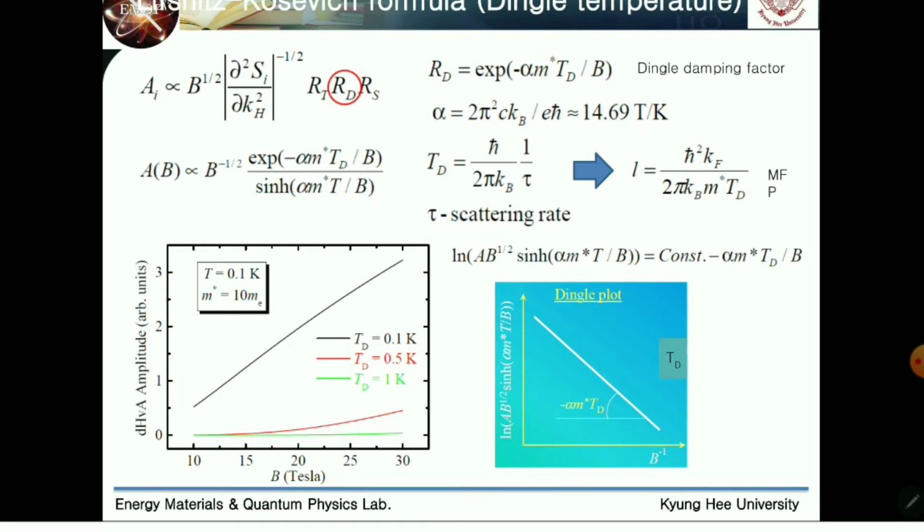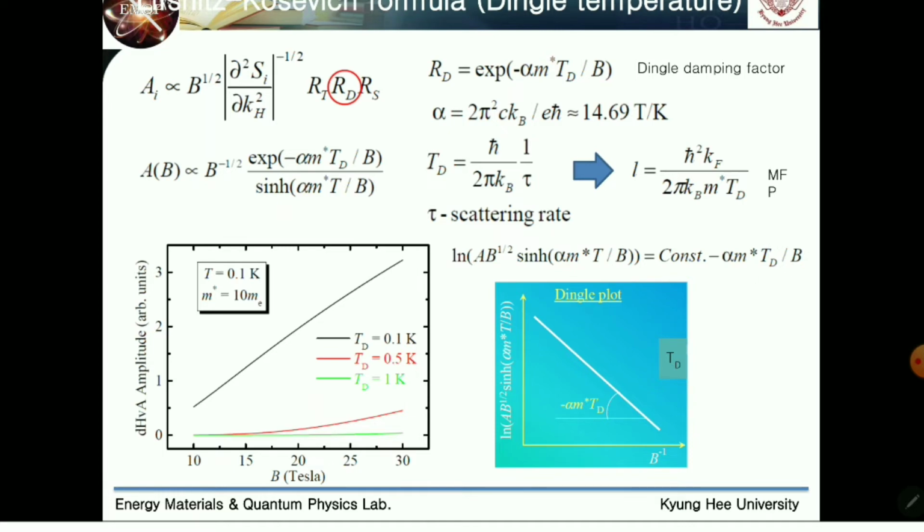Then the plot can be like this. The plot is that the Hertz-Banach, or Shubnikov-de Haas, quantum oscillation amplitude is proportional to B to the minus 1/2, with the exponential, divided by the hyperbolic sine value. And here, ln of the amplitude times square root of B times the hyperbolic sine value is a constant minus alpha m star Td over B.